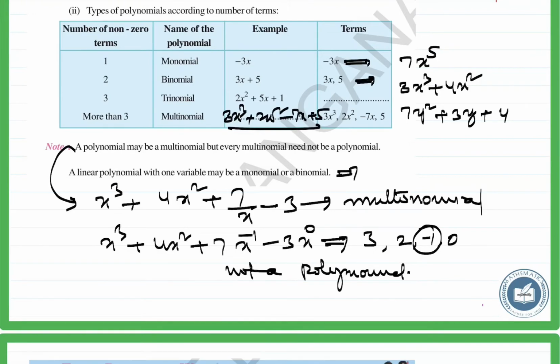Here I am going to give one example. 7x is there, its degree is 1, so it is a linear polynomial. And 3x plus 5 is there. Its degree is 1 and it is a linear polynomial, but two terms are there, so it is a binomial. So a linear polynomial with one variable may be a monomial or binomial.